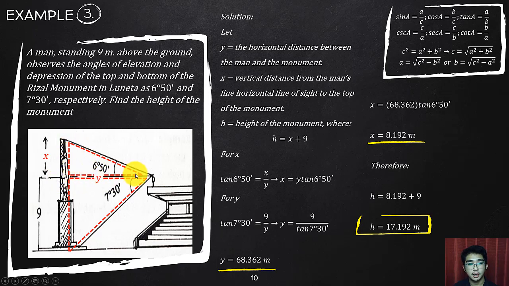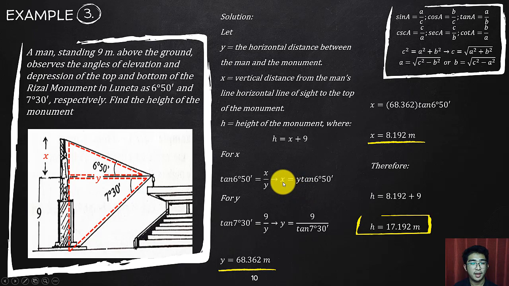So if we create this triangle here, we'll create an expression of what? Tangent 6 degrees 50 minutes is equal to x over y. Why is that? Tangent is opposite over adjacent. The opposite of this angle is x, over y. Correct? Opposite x, adjacent is y. Meaning to solve for x, we need cross multiplying y here. x becomes y tangent 6 degrees 50 minutes.